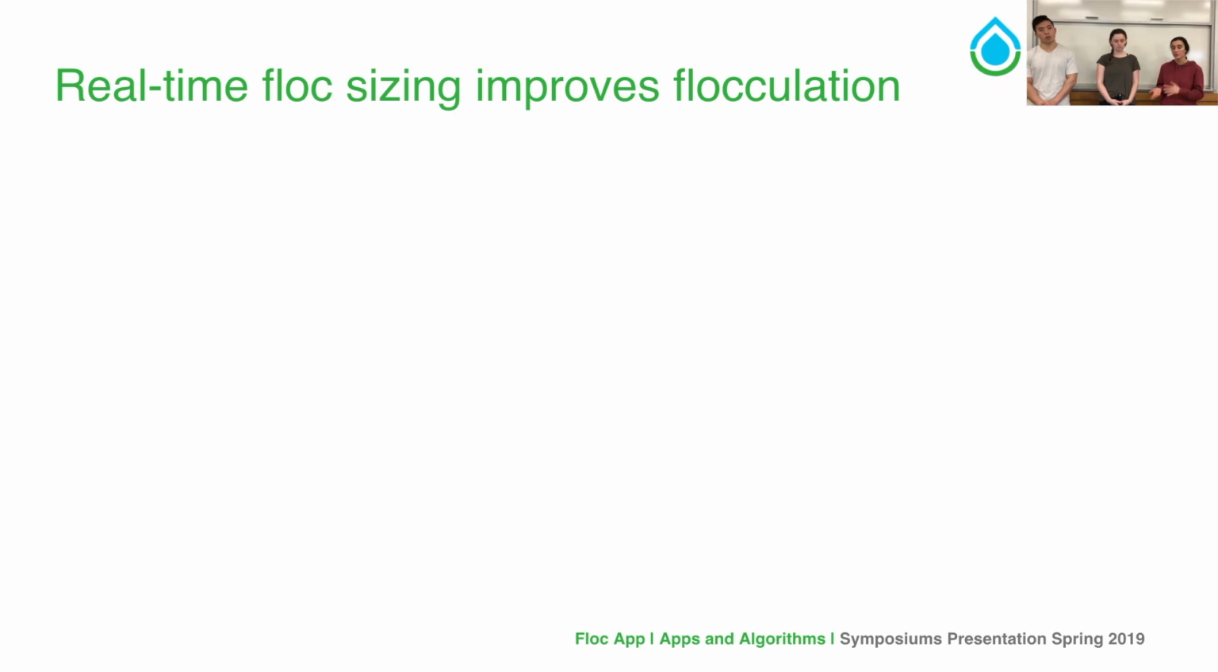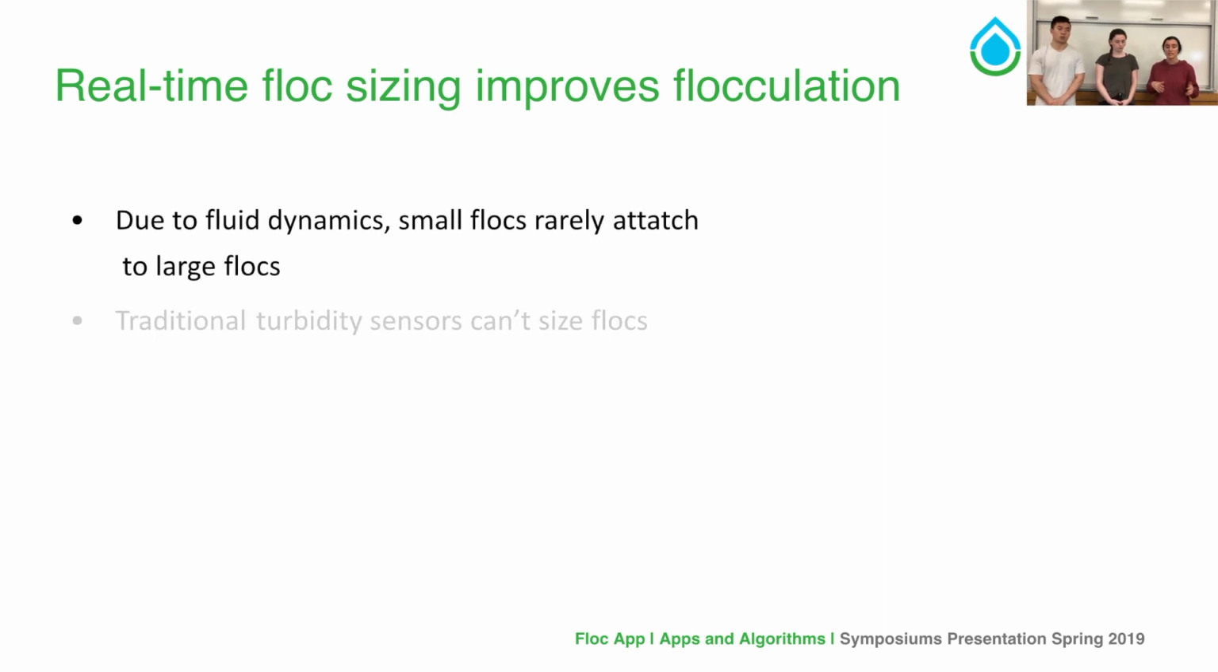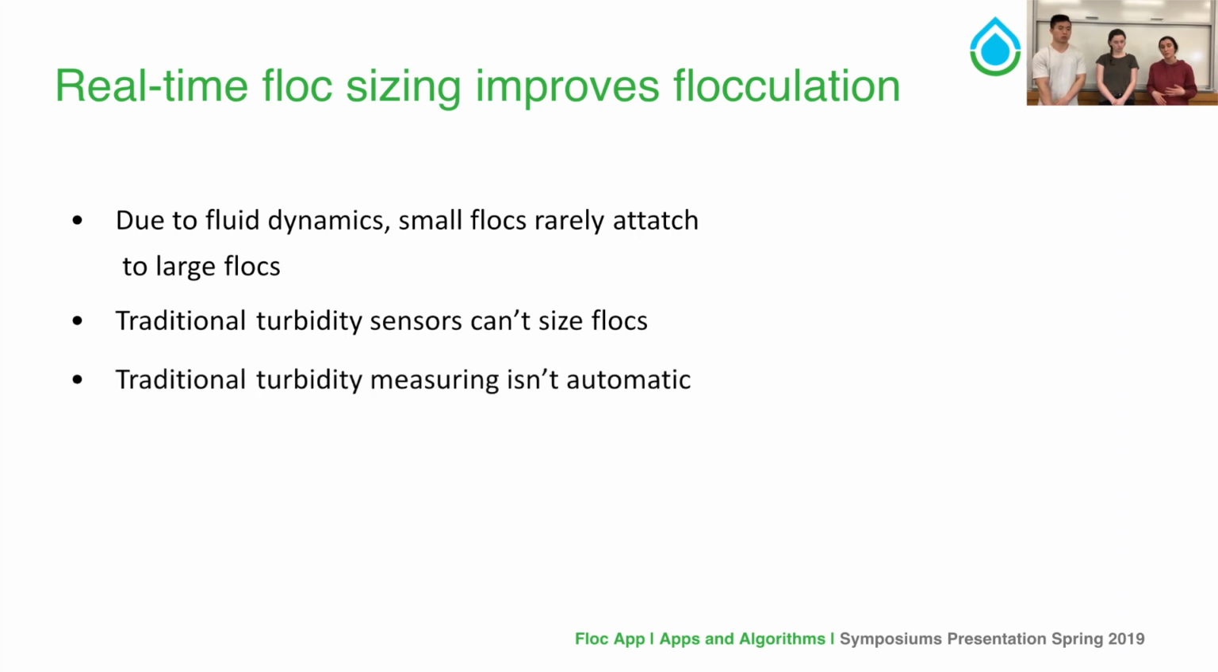One of the ways that we did this is that we tried to take pictures of the flocs in real time. Due to fluid dynamics, small flocs don't really attach to larger flocs because there's no more room on the coagulant little blobs. So traditionally, turbidity sensors can't size the flocs. Essentially what they do is use light, which doesn't tell us how large the flocs are, so it doesn't tell us how much coagulant we need to add or subtract.